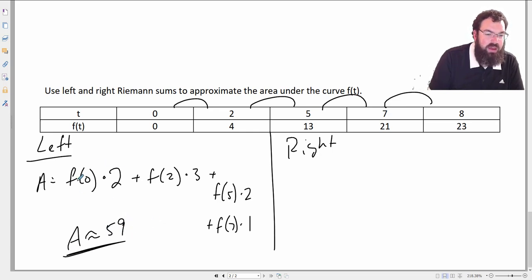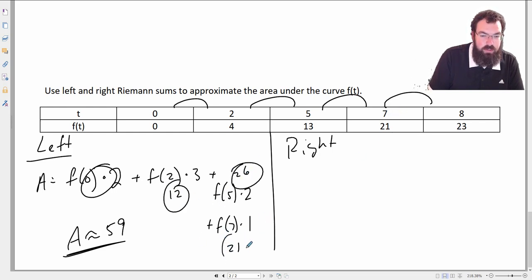Okay, if you do the math, f of 0 is 0, so that's just 0. f of 2 is 4, so that's 12. f of 5 is 13, so that's 26. f of 7 is 21 times that, so you'd add those numbers up, and you get 59.